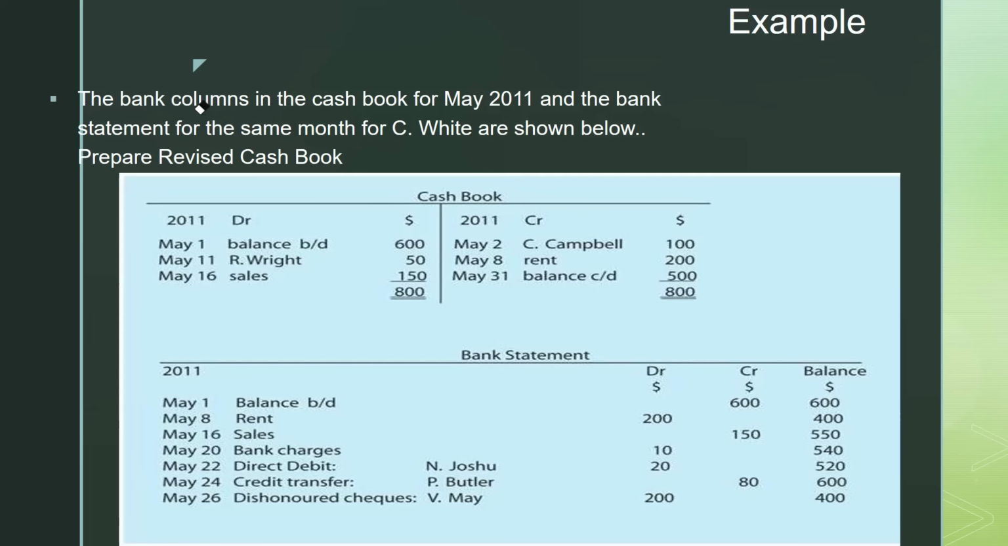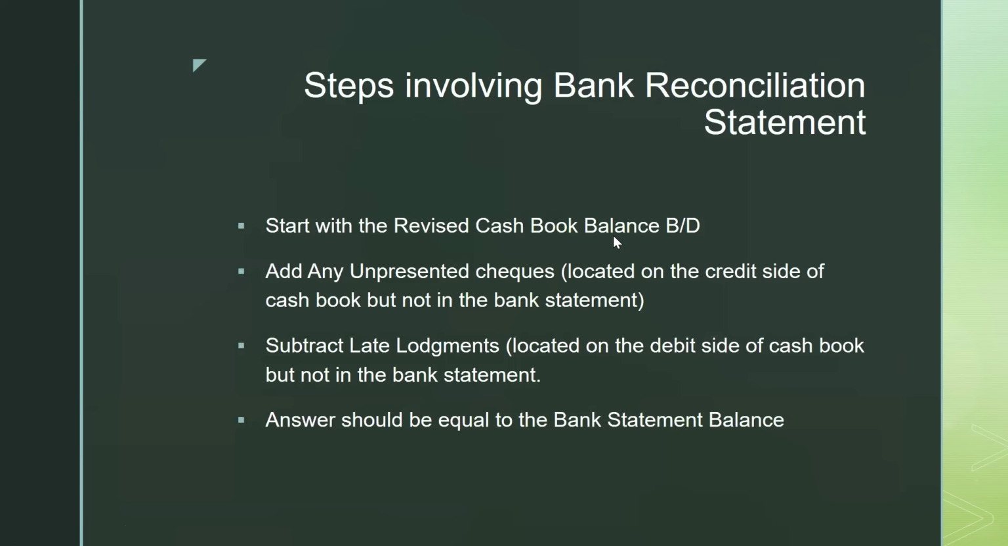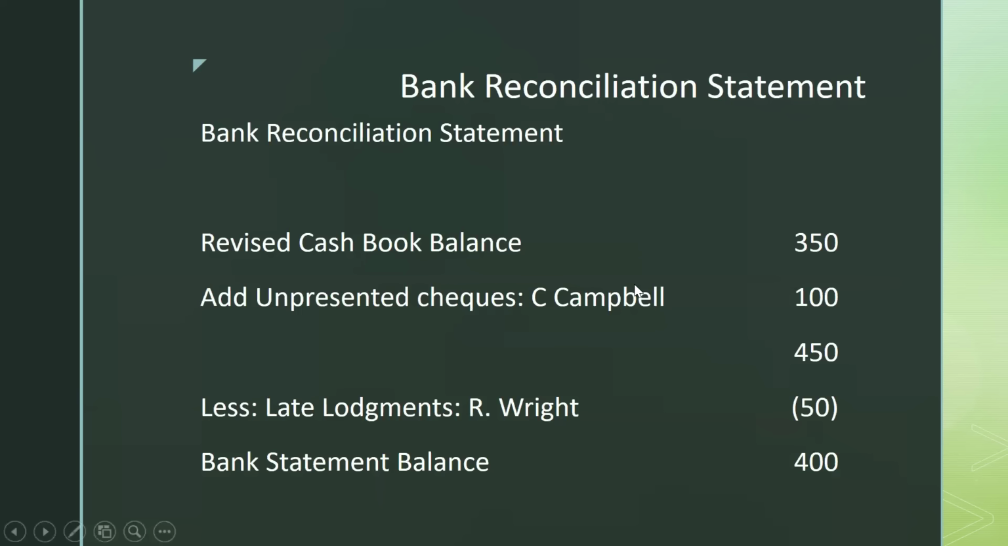So we're going to start off with our new cash book balance, add our unpresented check of C. Campbell, and minus any late lodgements. So we start with the 350. We add the unpresented check. We minus the late lodgement. That gave us our bank statement balance, the same 400.